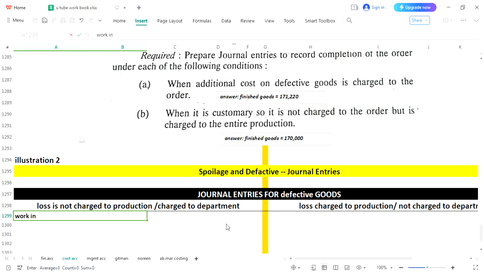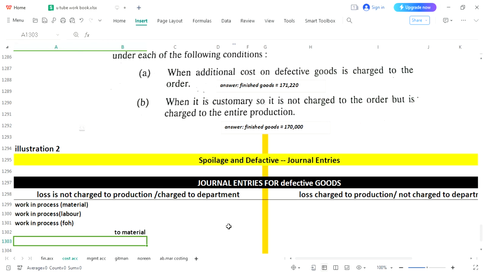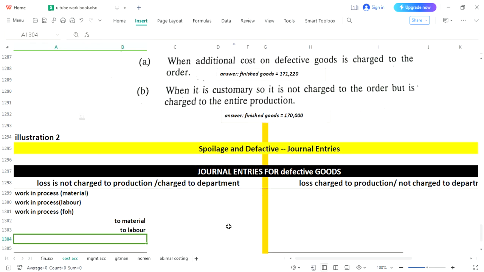And what is that? Work in process, material, and then you will have work in process for labor, and then again you will have work in process for factory overhead. While material will be going out, that means there would be a decrease in material, it should be credited. Then labor would also be credited. Finally, we will see factory overheads to be on the credit side. And what narration will we use? Our work is started.